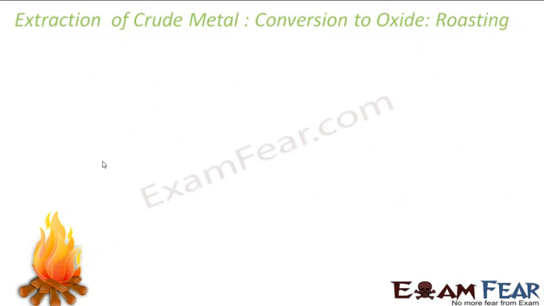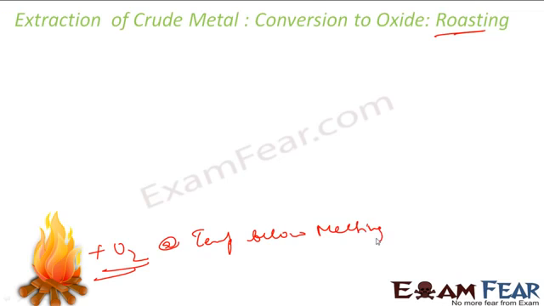The next is roasting. Roasting is also the same thing. You heat the ore, but you heat it in the presence of air. And you heat at a temperature below the melting point. In fact, heating below the melting point is true even for calcination.